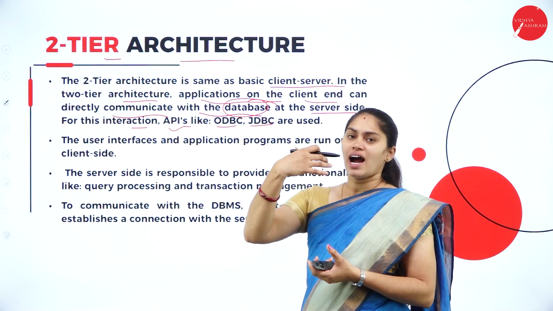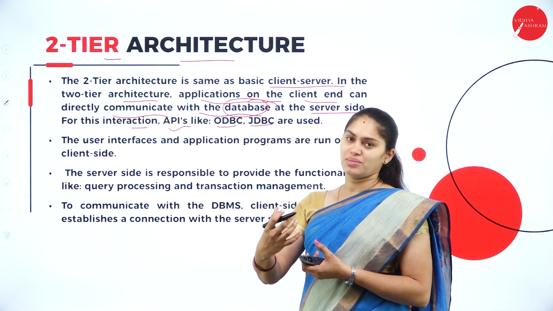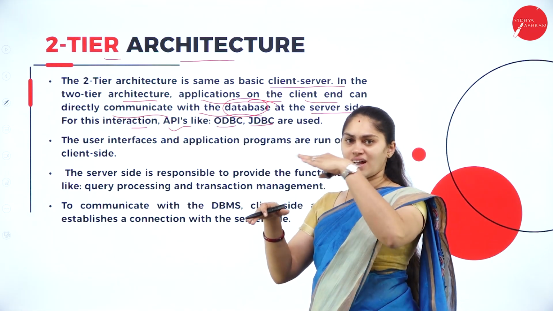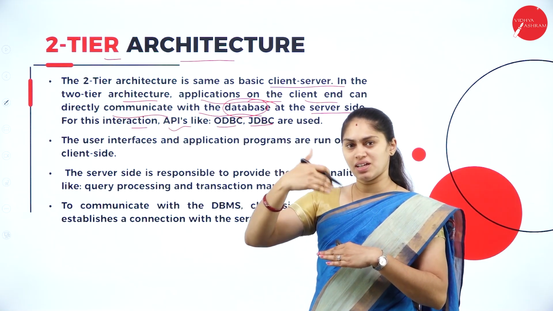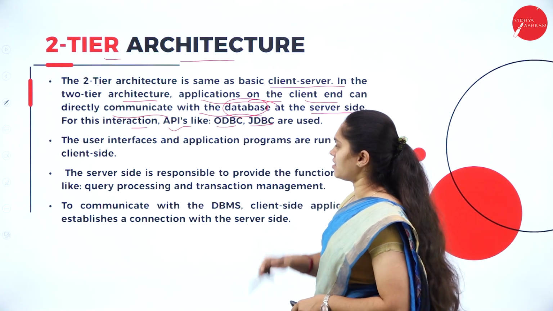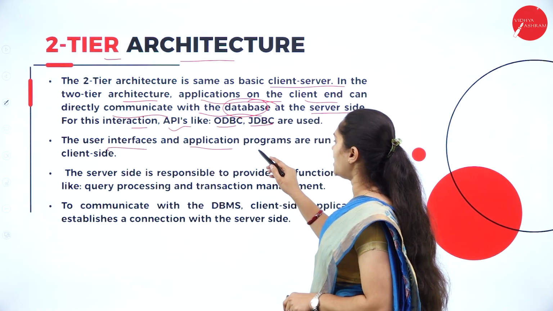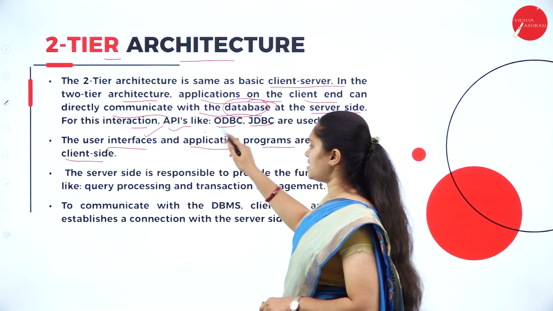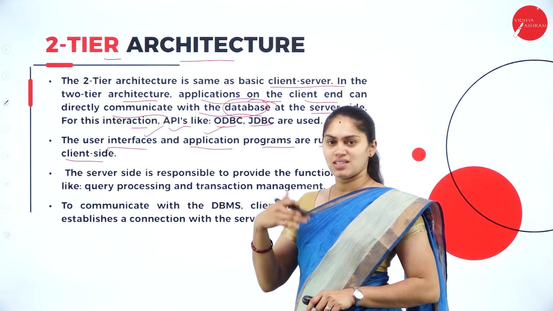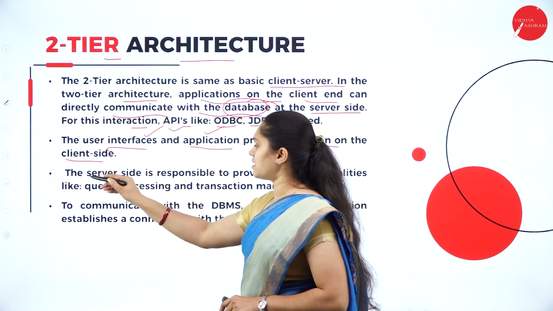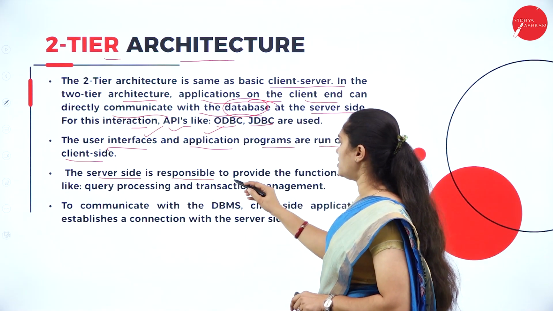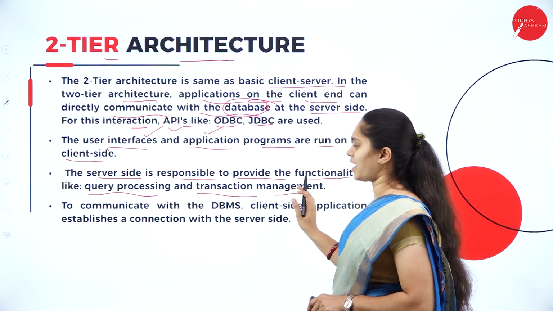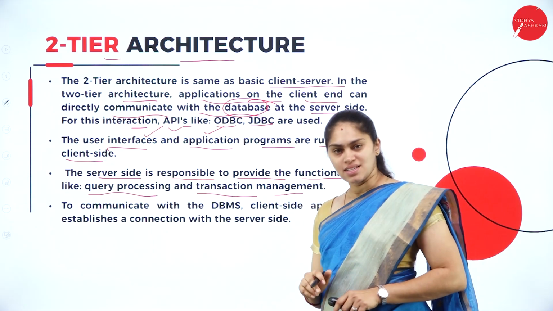So we are the client and I am seeking some response from the server. By making use of this interface, ODBC, between the client and server, we send a request and the server sends a response back to the client, so that the user interfaces and application programs are run on the client side. With the help of this interface and application program, we can send a request to the server. The server side is responsible for providing functionality like query processing and transaction management. That is going to be done by the server side.